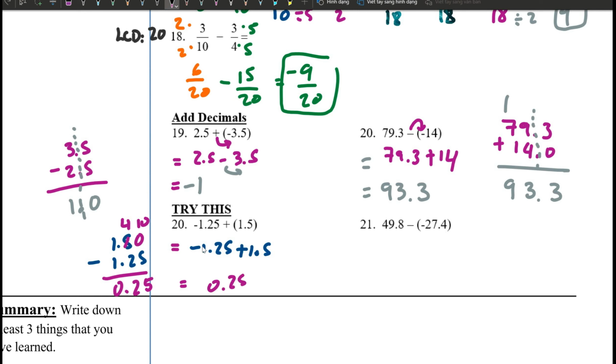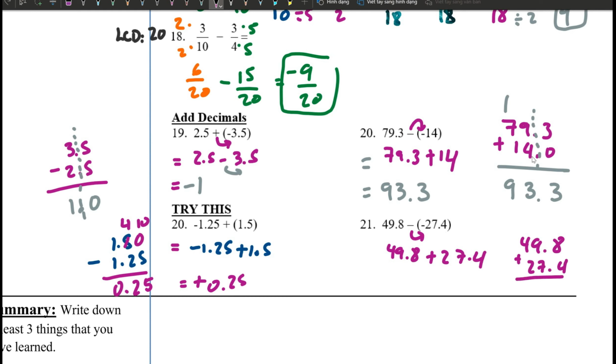Same sign, add them up. Different sign, subtract. Keep the sign of the larger number. So 1.25 and 1.5. The larger number is 1.5, so that's going to be positive. Alright, last problem. Negative times negative is positive. So 49.8 plus 27.4.